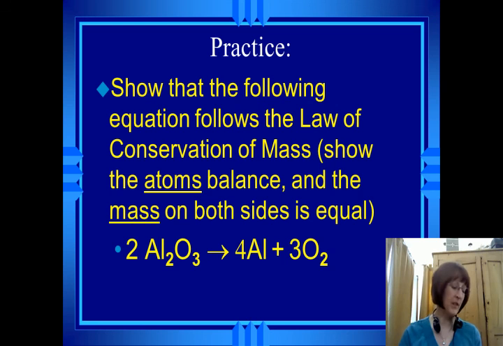Okay, here is your first practice. Show that the following equation follows the law of conservation of mass. And you need to show that the atoms balance and that the mass on both sides is equal. So it's easy to show that the atoms balance because you can look and say, oh, look, 2 aluminum oxides. So we have 2 times 2 is 4. We've got 4 aluminums. 2 times 3 is 6. We've got 6 oxygens on the left.